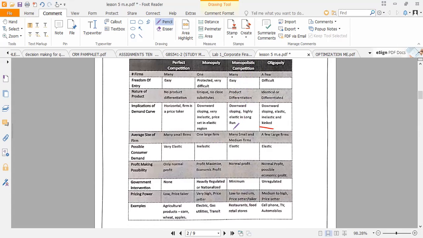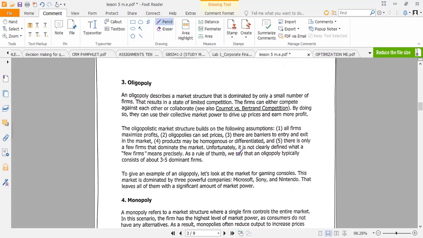Demand is downsloping, highly elastic, with small to medium scale firms. They are elastic and they make normal profits in the short run, and there's minimum government intervention. They have little control over pricing because of the packaging and price that they have. So this is what the market structures entail.